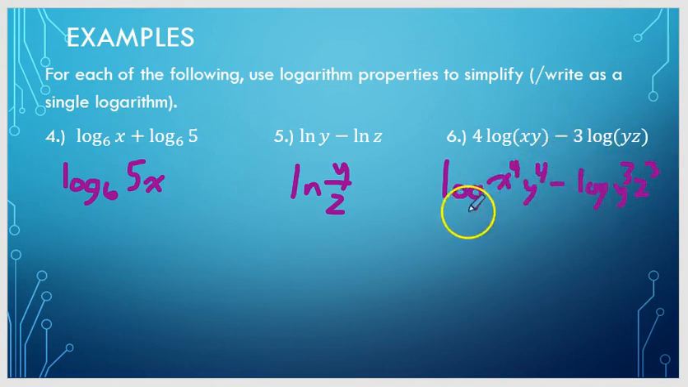Now, since we do still have common log, the same base on both of these, now we'll take care of the quotient property. So I can make this a single logarithm. And my numerator is x to the fourth, y to the fourth. And my denominator is y to the third, z to the third.